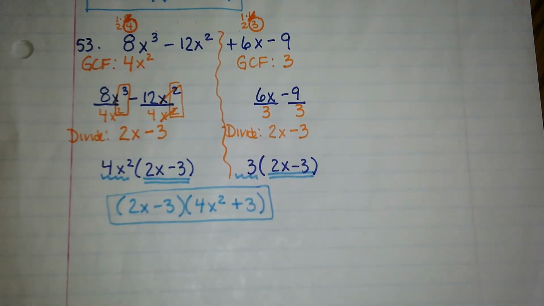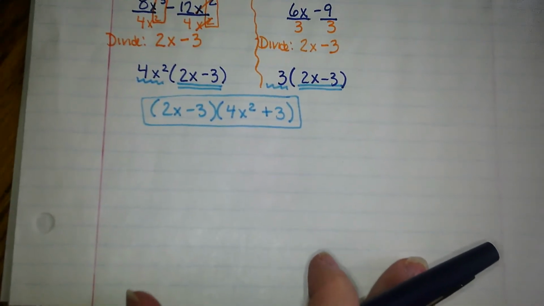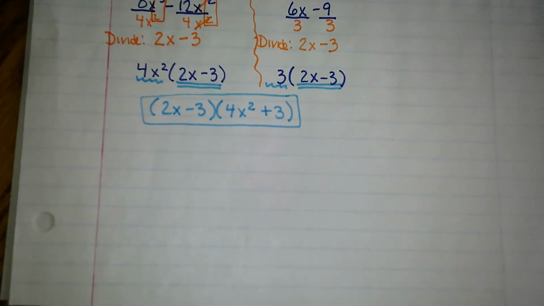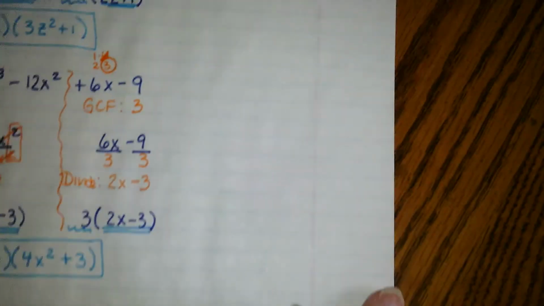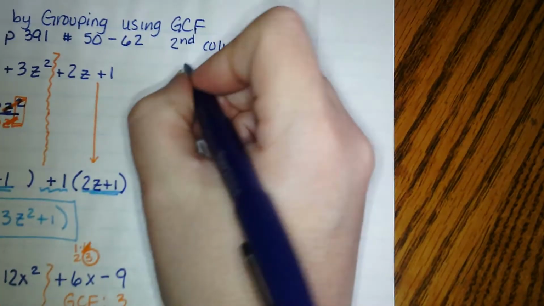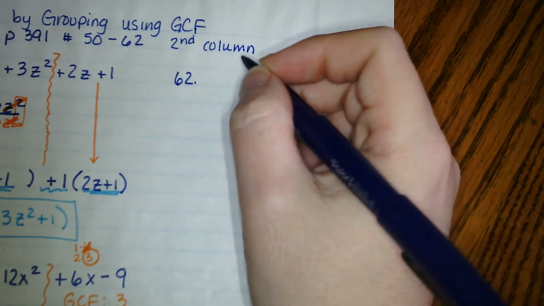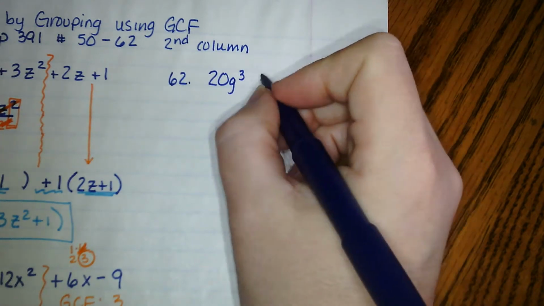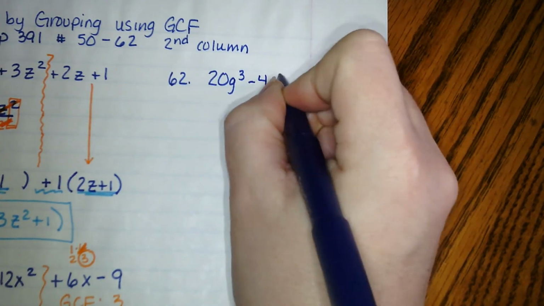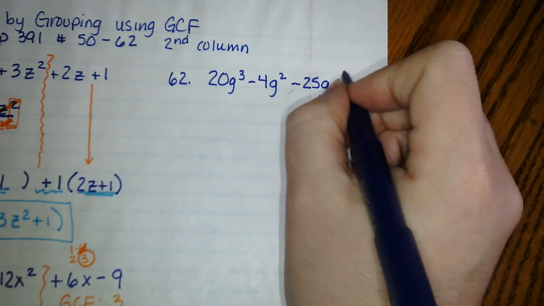All right. I think maybe we'll do one more. So I'm going to skip down, and I'm going to look at number 62. I'm going to go on the side here also, so there's no space. 62 is 20g to the third minus 4g squared minus 25g plus 5.